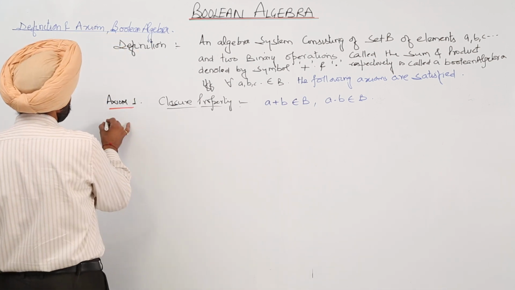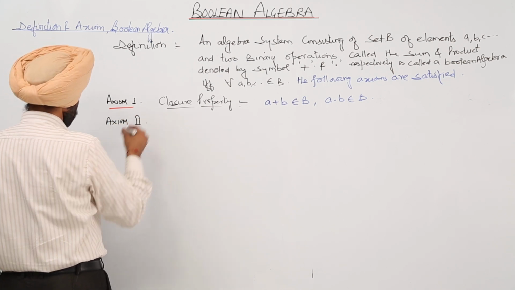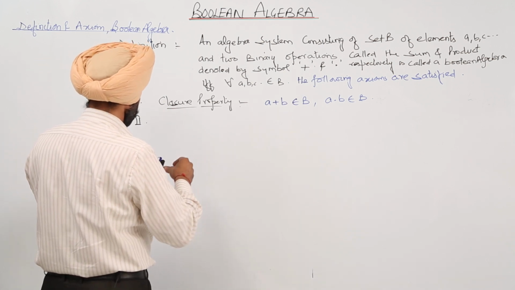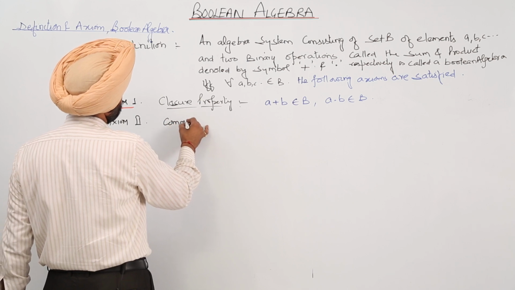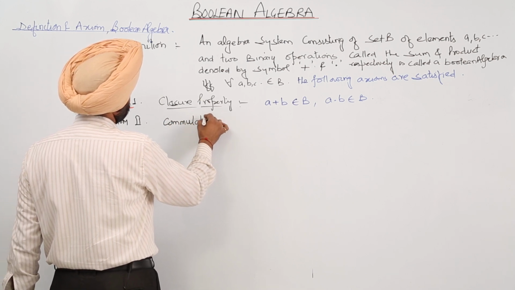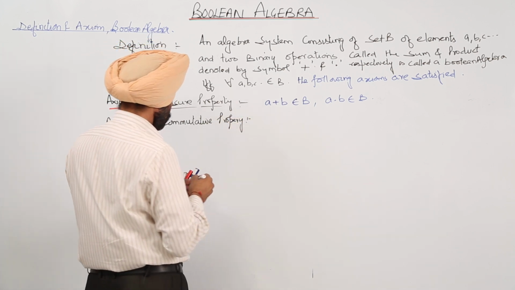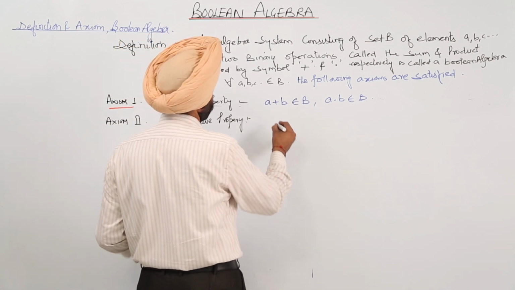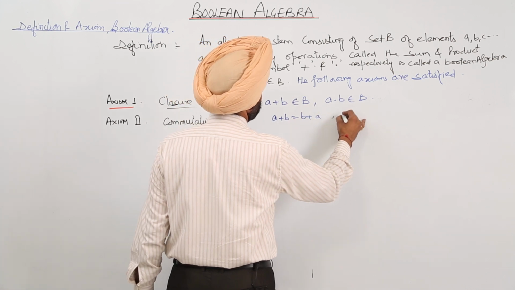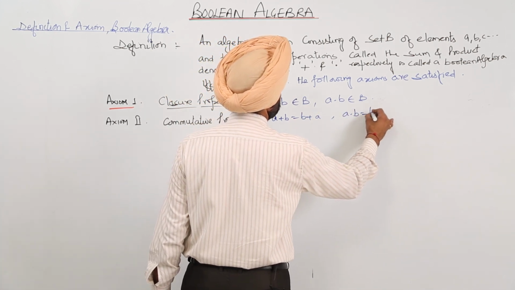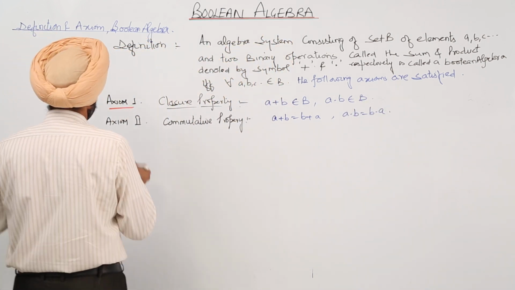Now, axiom 2, in the form of a property we can call it the commutative property. Now, what this means is that A plus B is equal to B plus A and A dot B is equal to B dot A. Is it clear? Then axiom 3.